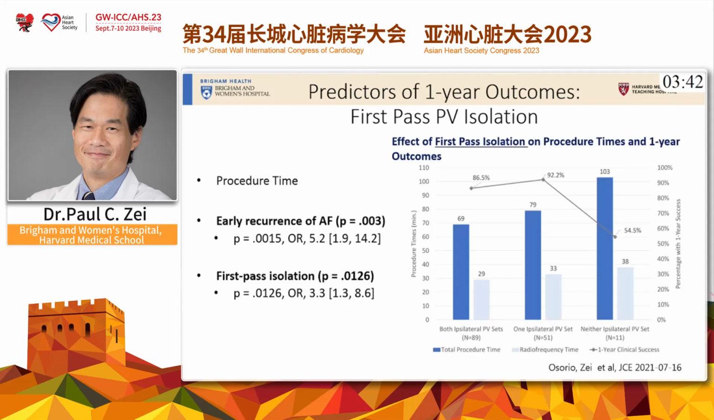And what we found was that if you are able to achieve first pass isolation in your pulmonary veins, you are much more likely, as you might imagine, to achieve 1 year freedom from AF. This makes biological sense because we think that if you have to go back to a certain location and continue to re-ablate, especially with RF, you're probably already ablating an area that has tissue edema, and you're more likely to have recovery of conduction in that area. So at least our long-term 1 year outcomes from freedom from AF go along with that finding.